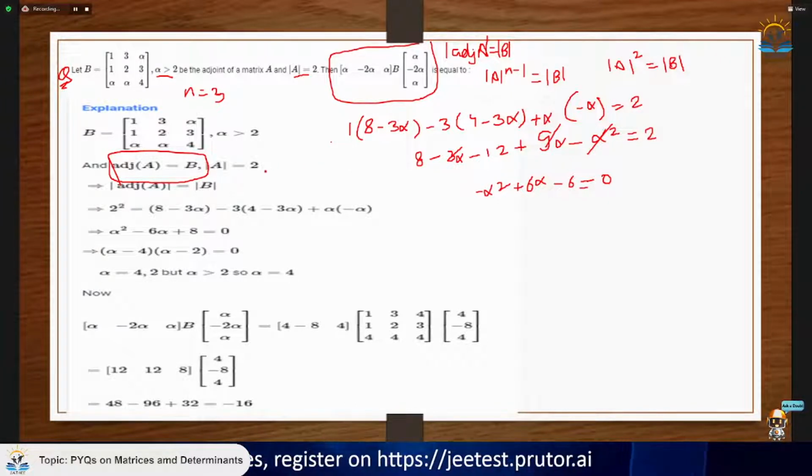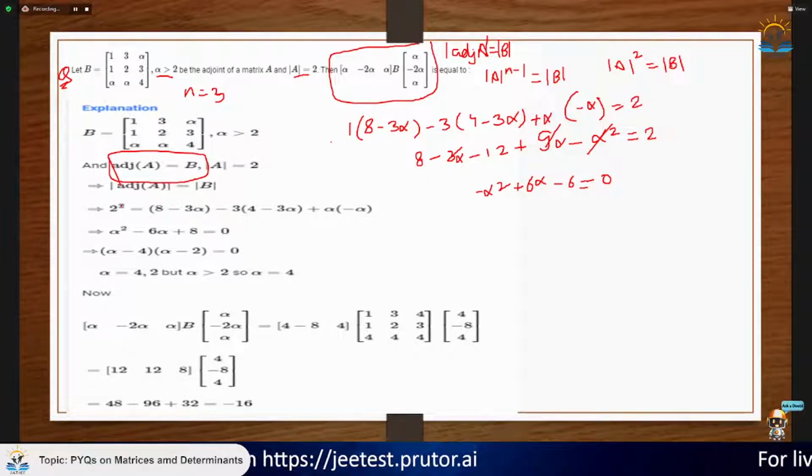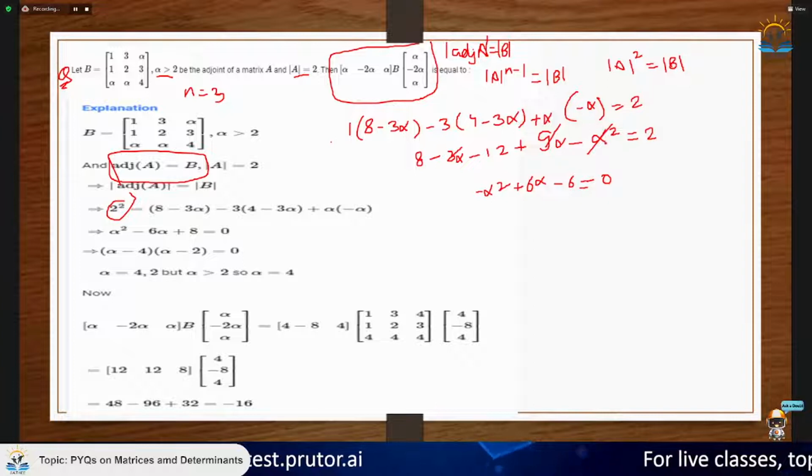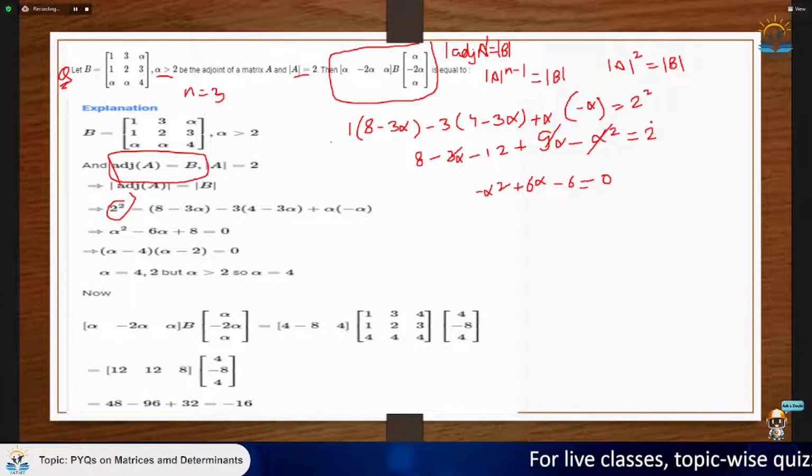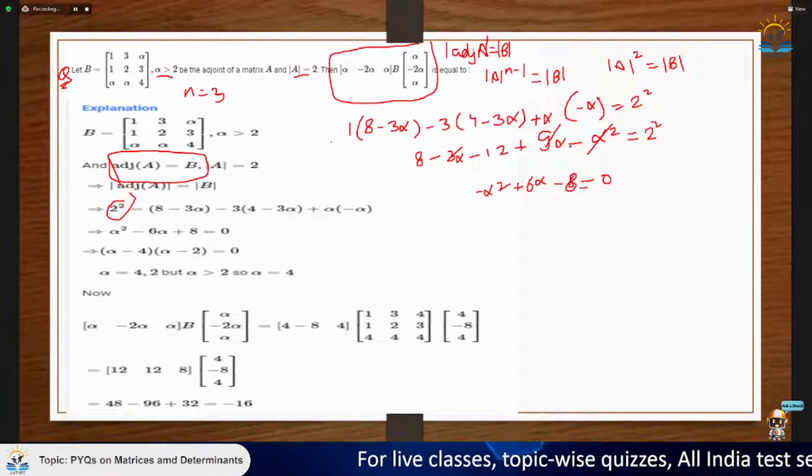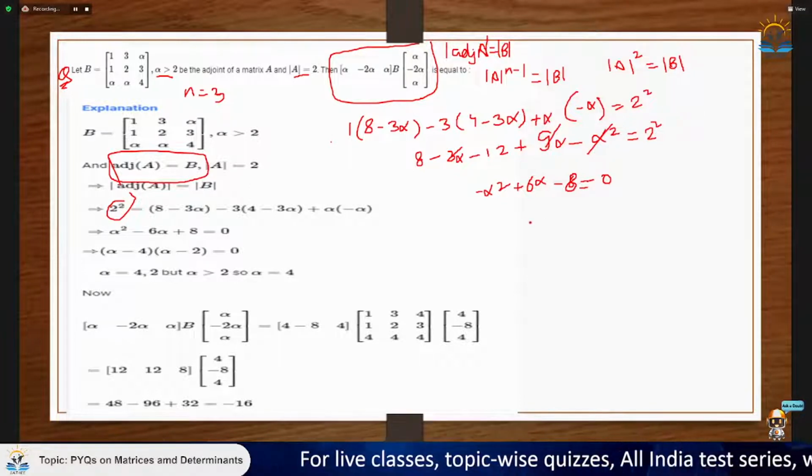I guess the same thing must be done here. Yes, they have taken 2 square. So basically that of A is 2, so this thing is equal to 2 square. So here it would be minus 8, because minus 4 would be 8.